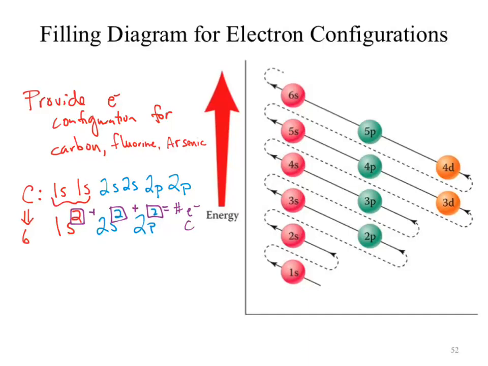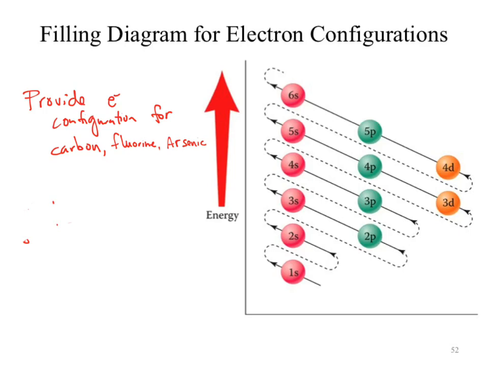and work through our answers. So we're going to start with fluorine. Fluorine has how many electrons? Sorry, I forgot. 9. So we'll put our first electron in.